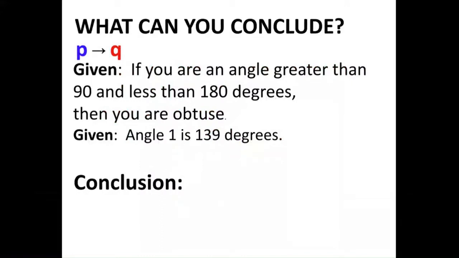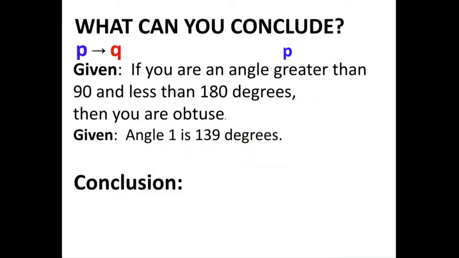So my given conditional is that whole first sentence: if you are an angle greater than 90 and less than 180 degrees, then you're obtuse. And then, of course, the second statement here is angle 1 is 139 degrees. Okay, so let's go ahead and label the important parts of that original conditional, and then let's think about that second statement about angle 1 being 139 degrees to figure out what we need to figure out.